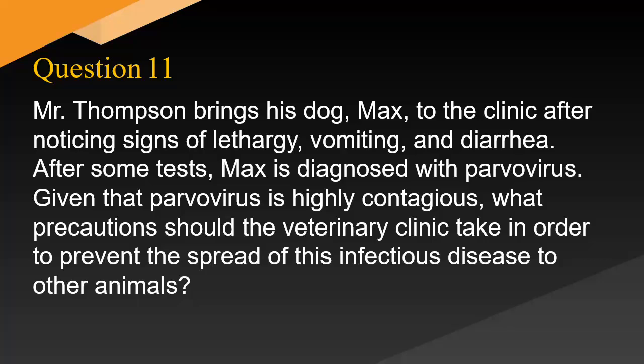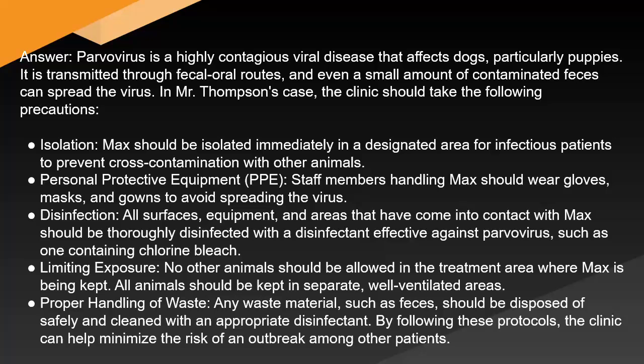Mr. Thompson brings his dog Max to the clinic after noticing signs of lethargy, vomiting, and diarrhea. After some tests, Max is diagnosed with parvovirus. Given that parvovirus is highly contagious, what precautions should the veterinary clinic take in order to prevent the spread of this infectious disease to other animals? Answer: parvovirus is a highly contagious viral disease that affects dogs, particularly puppies. It is transmitted through fecal-oral routes, and even a small amount of contaminated feces can spread the virus. In Mr. Thompson's case, the clinic should take the following precautions.